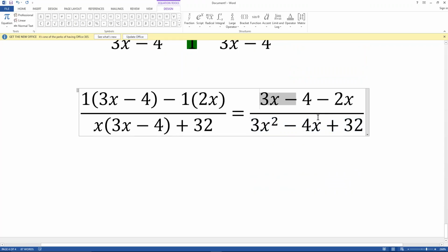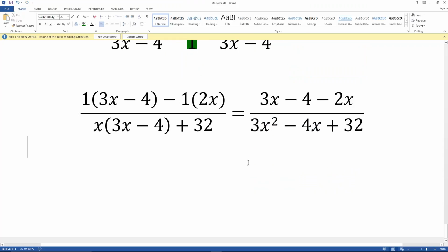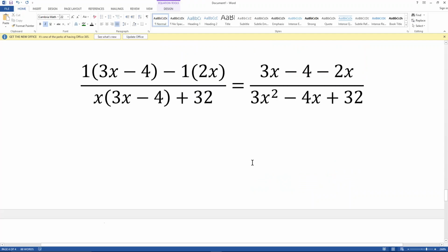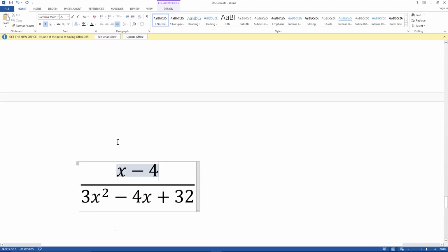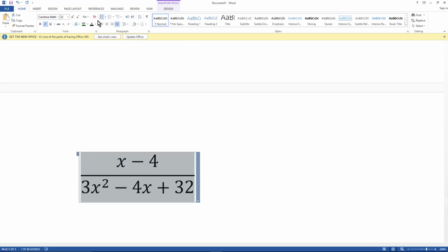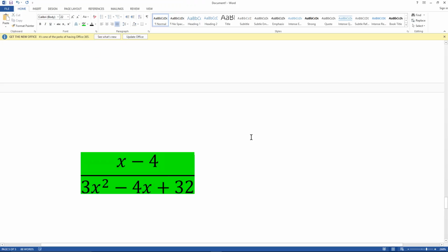And we can still clean the top part up by saying what? x minus 4. Right. And that's it.